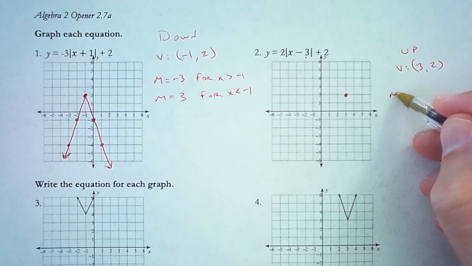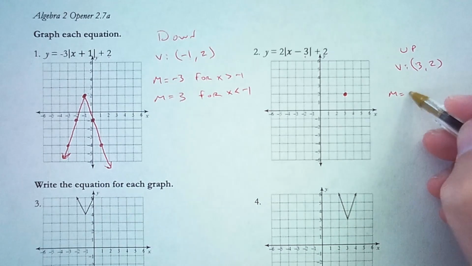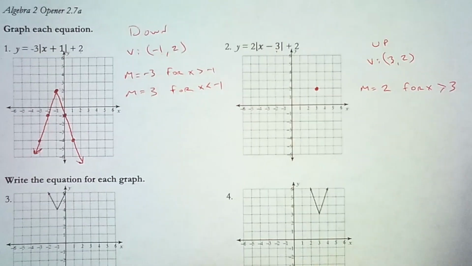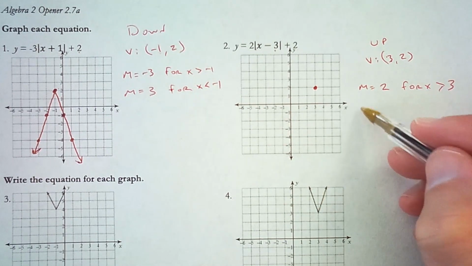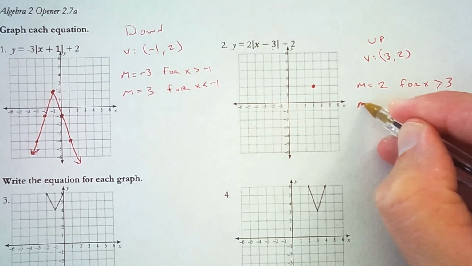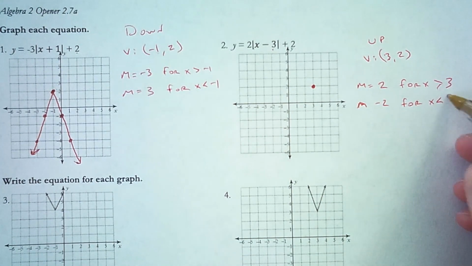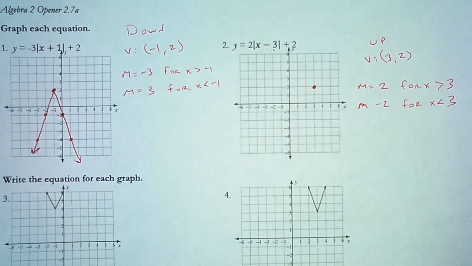The slope is going to be 2 on the right side. So for x's that are greater than the x value of the vertex, 3. And then the slope is going to be the opposite of a, so negative 2 for x's that are less than the x value of the vertex.